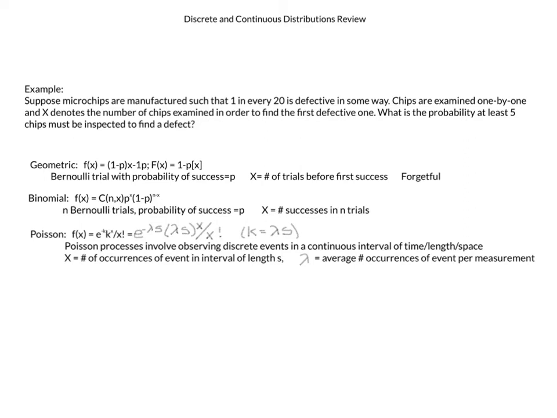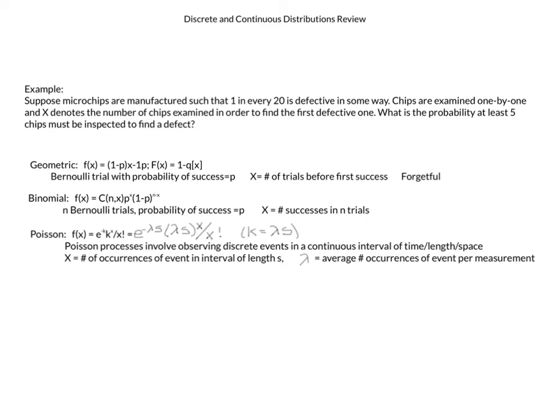Suppose microchips are manufactured in such a way that 1 in every 20 is defective in some way. Chips are examined one by one, and x, our random variable x, denotes the number of chips examined in order to find the first defective one. What is the probability at least 5 chips must be inspected to find a defect? The first thing we need to do is determine if this is geometric, binomial, or Poisson.